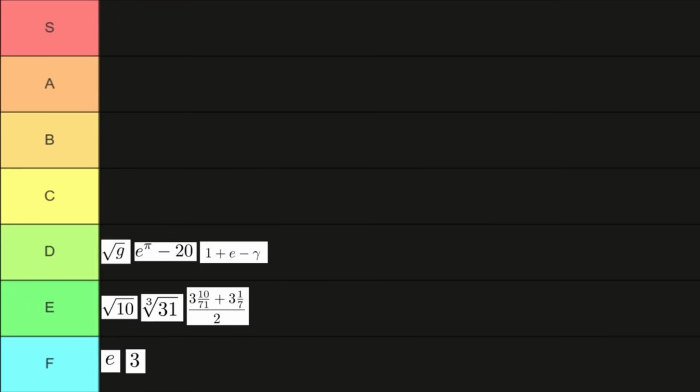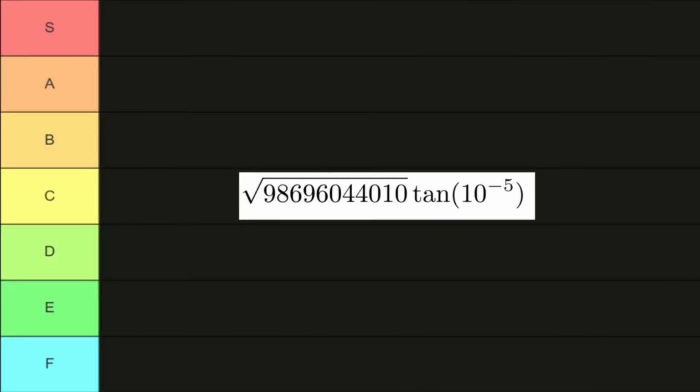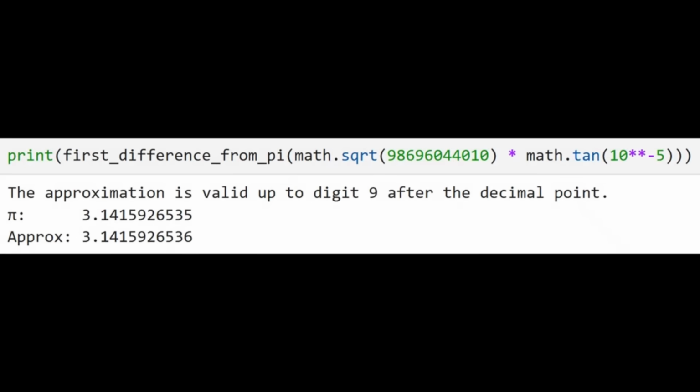D tier. With this one, there's not much historical significance, no deeper mathematical meaning, it's just a weird trick to get really close to pi. It gives an approximation all the way up to 9 decimals, and I also just think this number looks pretty neat. B tier.